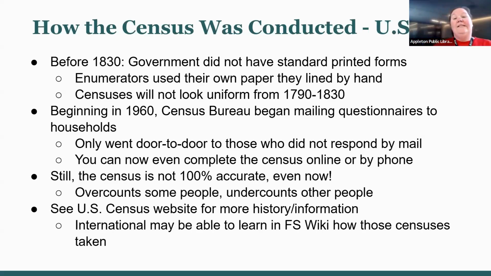The other kind of cool thing that happened in census history is beginning in 1960, which is the next census we have access to as genealogists. The census began mailing questionnaires to houses instead of going door to door and bothering everybody and maybe missing people while they're at work. They mailed questionnaires and tried to get responses for as many people as possible. And then they only went door to door for those people who didn't respond by mail.